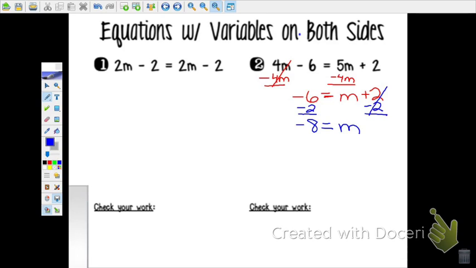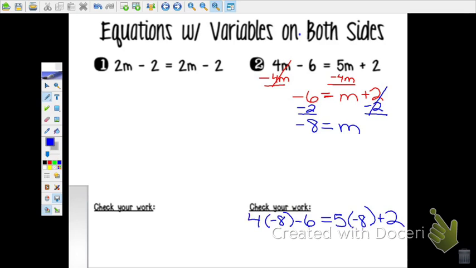Now I need to check my work. So I'm putting a negative 8 in place of the m. So 4 times negative 8 minus 6 equals 5 times negative 8 plus 2. This time, because I had a variable on both sides, my check is going to be a little bit different. And I'm going to actually work 2 parts.